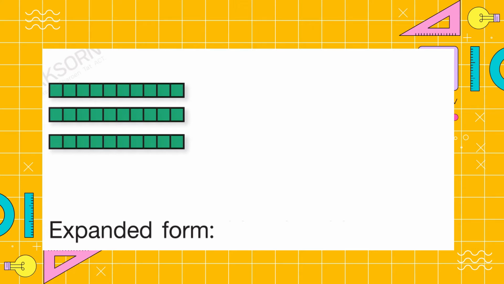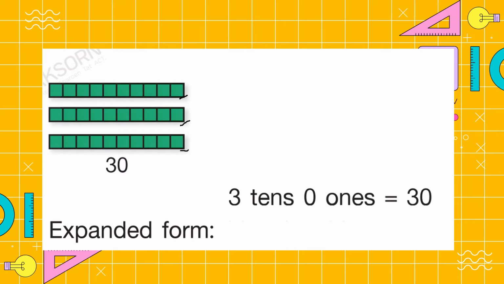So we have here cubes. Each row of cubes has 10 cubes. So we have 10, 20, and 30. How many tens do we have? 30. Very good. How about the ones? Do we have ones? None. So we have 3 tens and 0 ones, which is equal to 30. If we're going to write it in expanded form, it is 30 plus 0 is equal to 30.